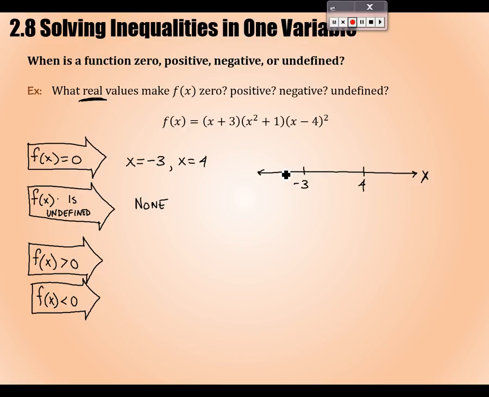So actually, let's answer the question. From -∞ to -3, is it positive or negative? Maybe we actually plug in a value, like -5 or something. If you do, you get something negative times something positive times something negative squared. So what will that come out to be? A negative times a positive would be a negative. Okay.